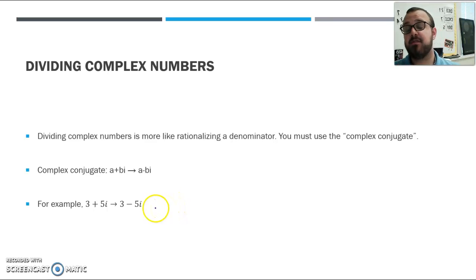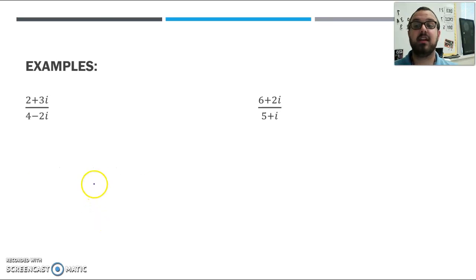What that's going to do is very similar to when we rationalize the denominator. It's going to make it so that your i term disappears, and you end up with an answer that is basically what you would get by dividing those two numbers. Let's take a look at what that would look like. So let's start with this example over here. I have 2 plus 3i. I'm dividing by 4 minus 2i.